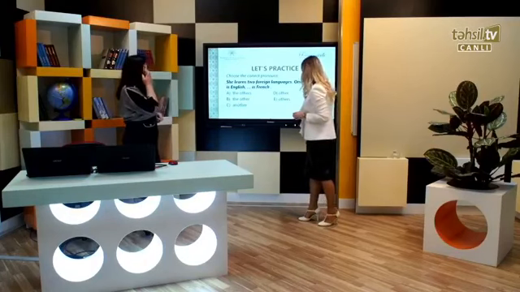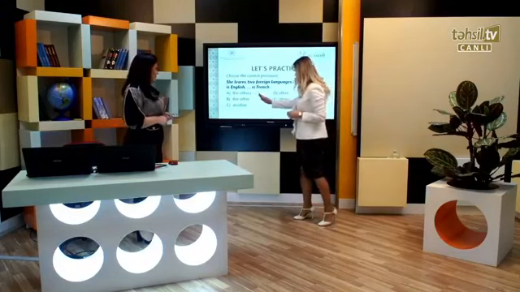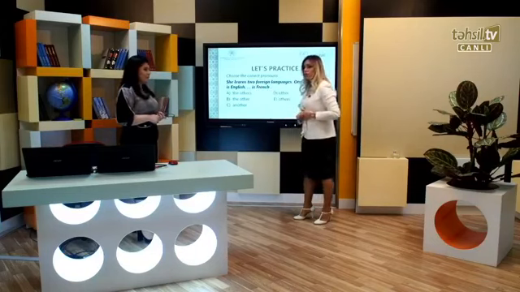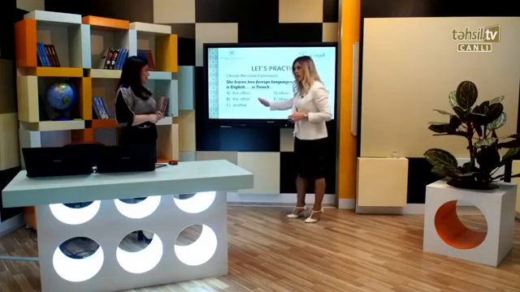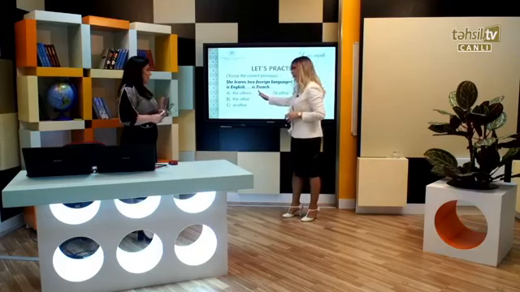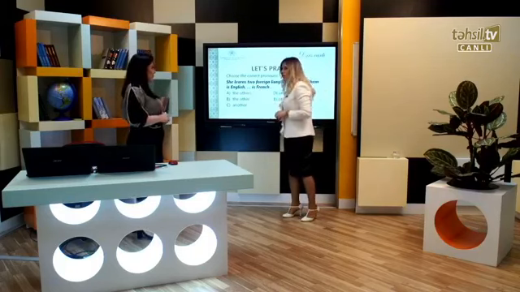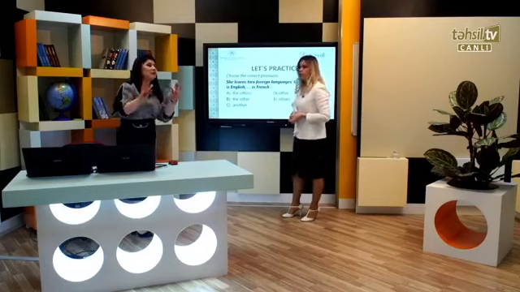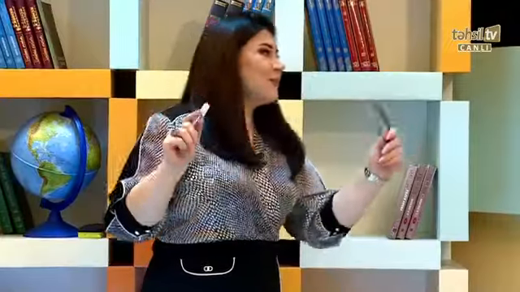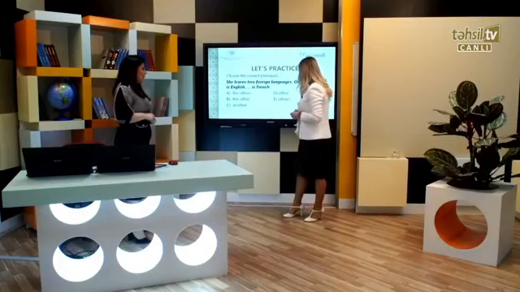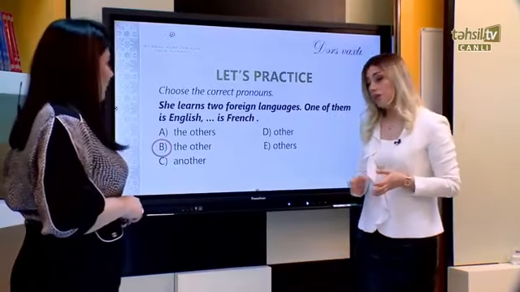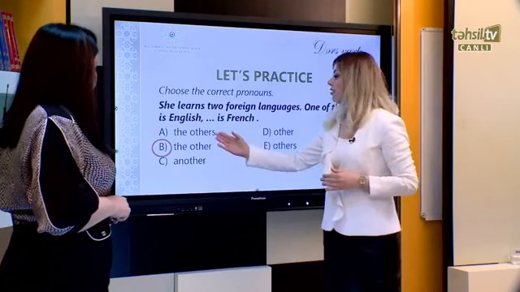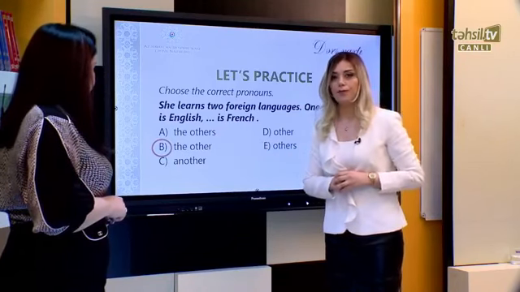Okay, let's look at another test. She learns two foreign languages. One of them is English, the other is French. We cannot choose variant A because it's in plural. So one of them is English, the rest one is French. If you remember my example with hands, yes? I have two hands. One is my right hand, the other. Okay, continue please. Another is French, others is French. So our answer is B, the other is French.